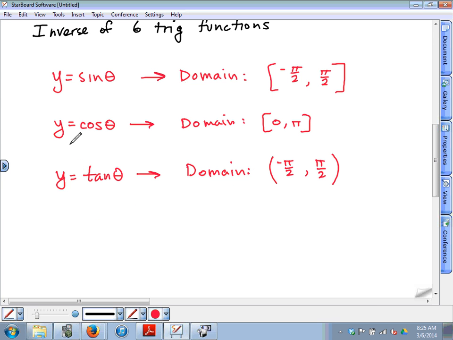So once we've defined and restricted domains of the sine, the cosine, and the tangent, now we can start talking about some inverses.